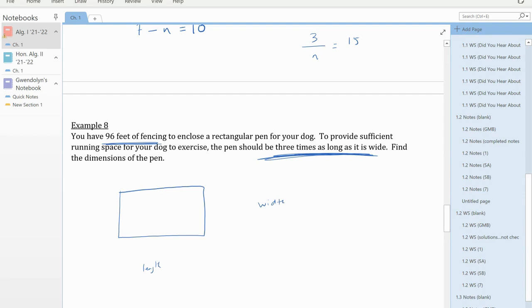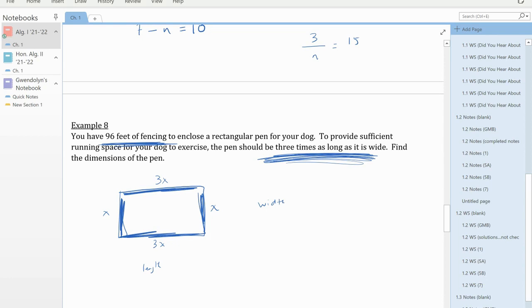Just pick a variable. Let's say we want the width to be x. I don't know how long it is, because I just don't know. Variables are things you don't know yet. But the length needs to be 3 times as long as that. Well, 3 times an x is just 3x. And then think about what you know about a rectangle. If the right side's x, so's the left. That's how long it is. 3x and 3x. So they're saying you've got 96 feet worth of fencing that you can use. So that 96 feet worth of fencing is going to go around the pen.